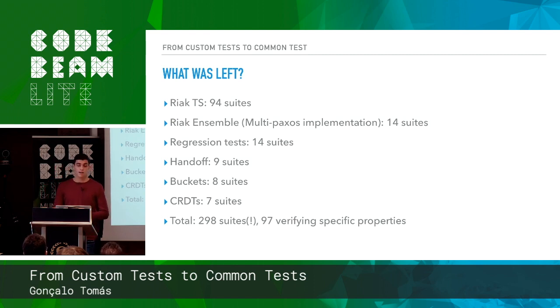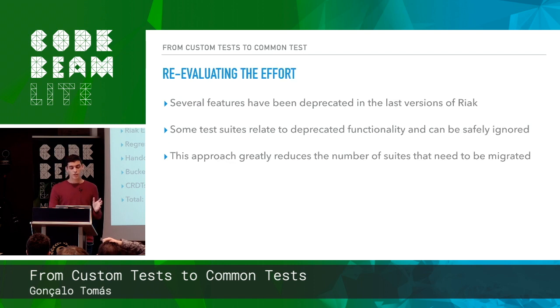And of course we left things behind. So Riak Test had about 300 test suites in total, which is a lot. I had never seen so many test suites all bundled together before. I break it down here into different categories, but I think the most important ones are React TS and React Ensemble, because there was a significant number of test suites related to features that eventually got deprecated or are no longer supported. So if we wanted to migrate the old custom test suites over to common tests, we wouldn't have to bring 300 test suites over. In fact, it will be way less.